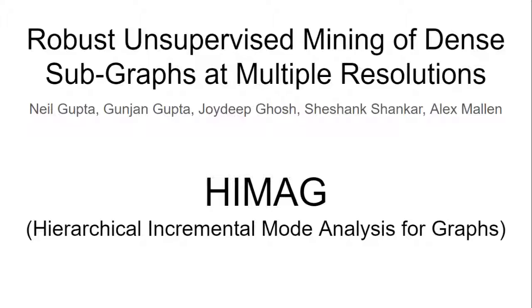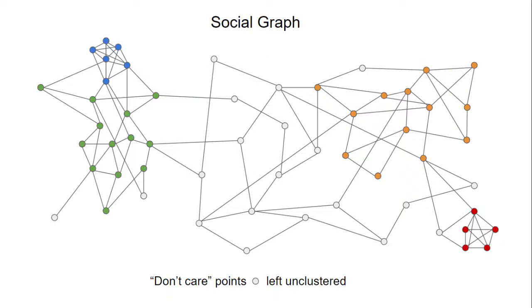Our paper introduces HiMag, or Hierarchical Incremental Mode Analysis for Graphs, a new algorithm for finding highly connected subgraphs at multiple resolutions. Unlike traditional partitional clustering, HiMag prunes out unwanted background points that aren't well connected with any cluster. HiMag also allows for the discovery of clusters at multiple resolutions, producing a hierarchy containing both broad, loosely connected clusters and smaller, very well connected clusters.